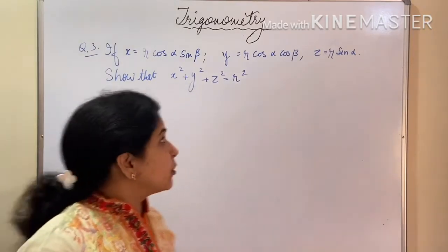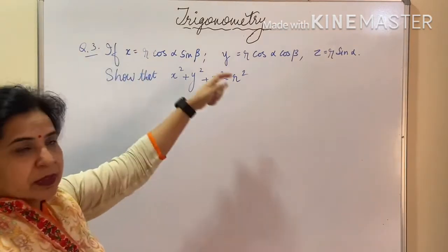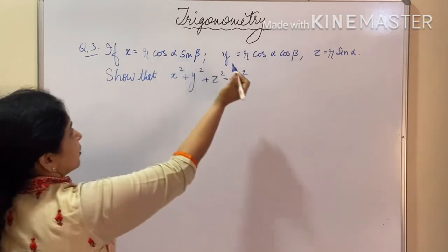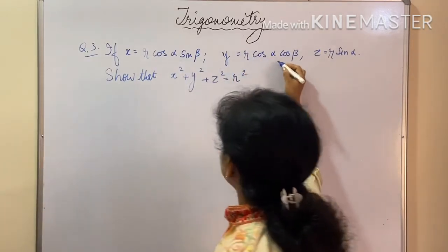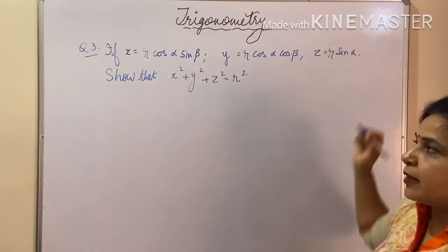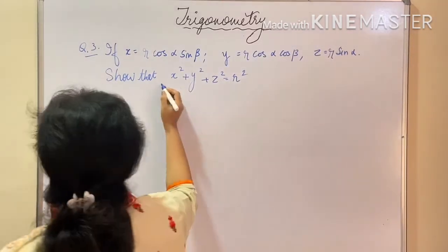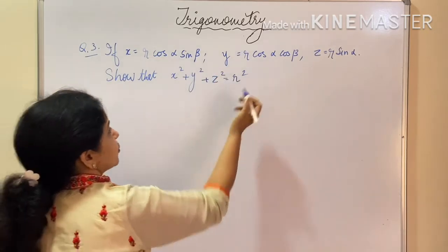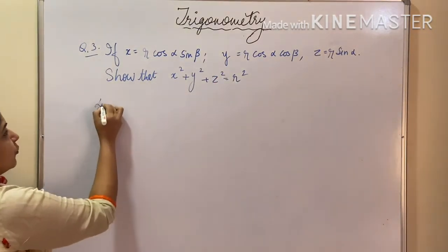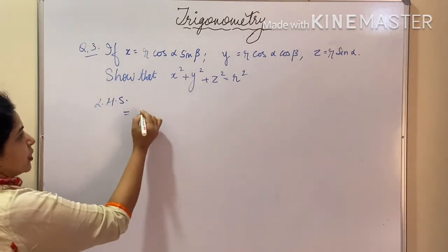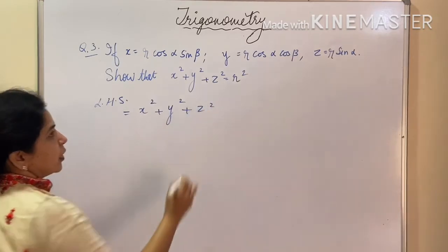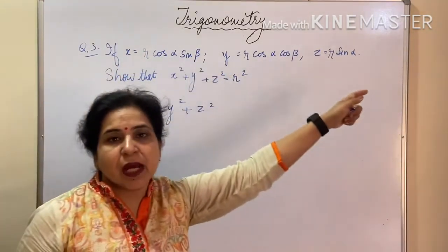Now in this question number 3, it is given that x is equal to r cos alpha into sin beta. Y is equal to r cos alpha cos beta. Z is equal to r sin alpha. Then we have to prove that x square plus y square plus z square equals r square. So what we have to prove, we have to take the LHS of it. X square plus y square plus z square. Now the values of x, y, z are given to us.